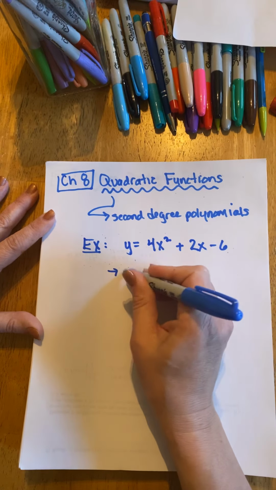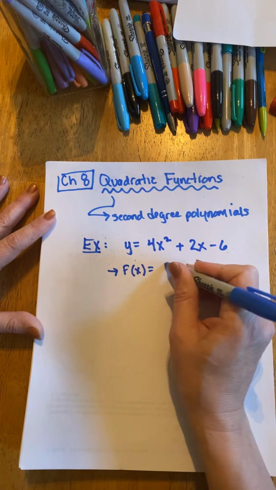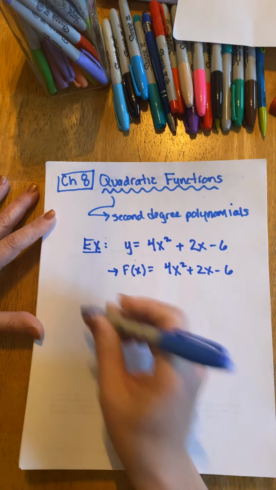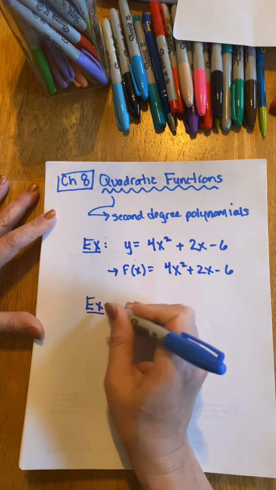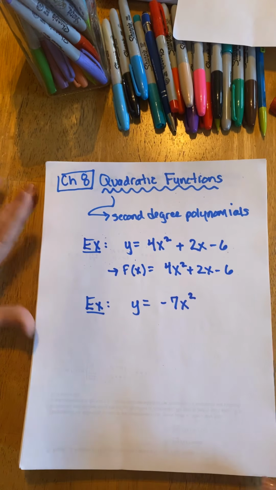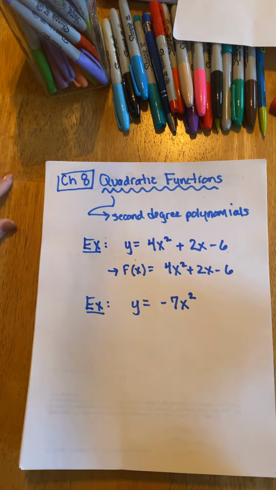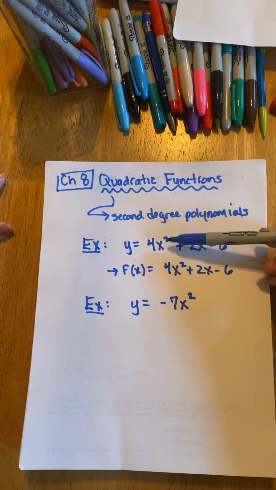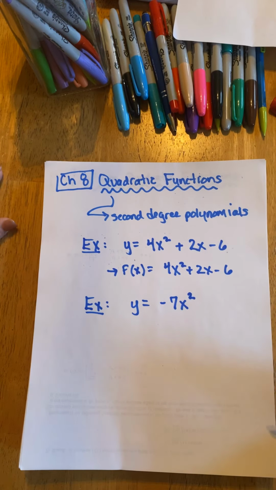Because it's a function, we can rewrite it using our function notation. Either way is acceptable. A simpler quadratic function might be something of the form 7x squared. What makes a function a quadratic function is that the powers on the variables are all integers, the highest one being 2. So, second degree polynomial.